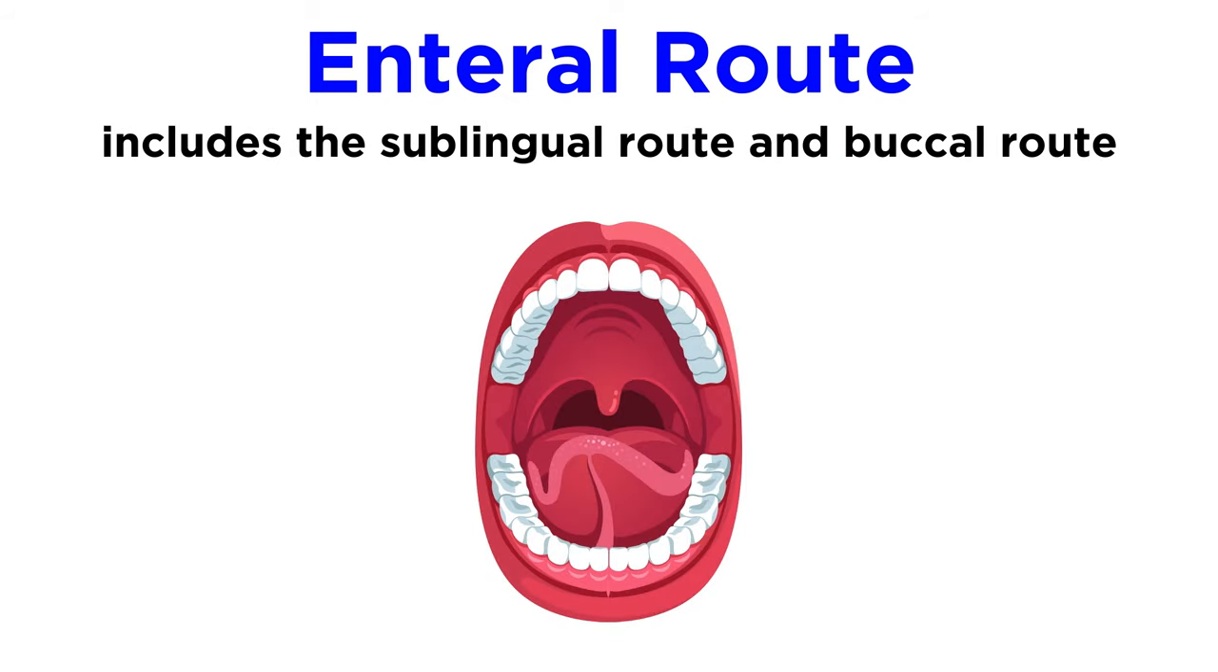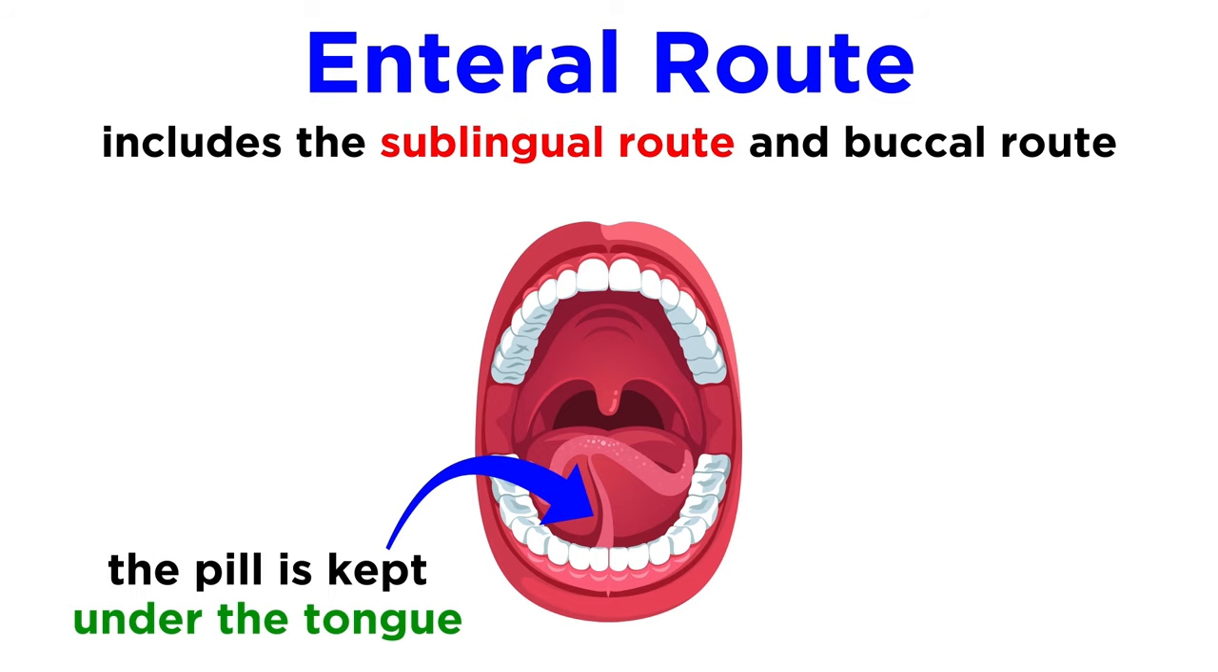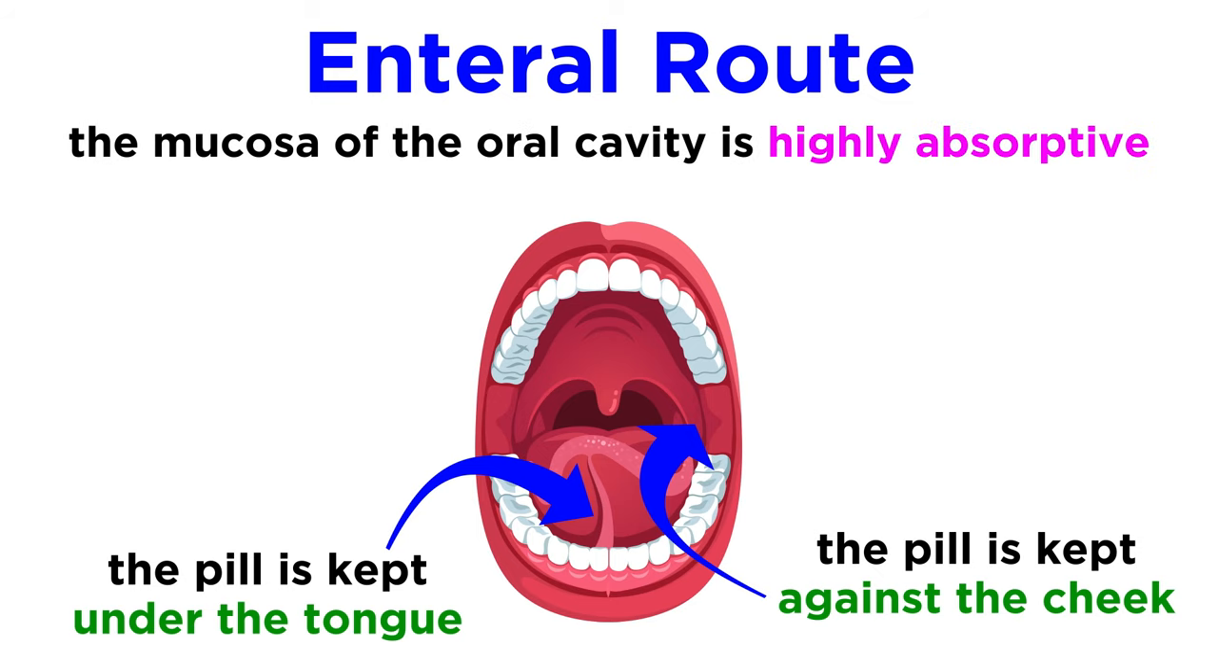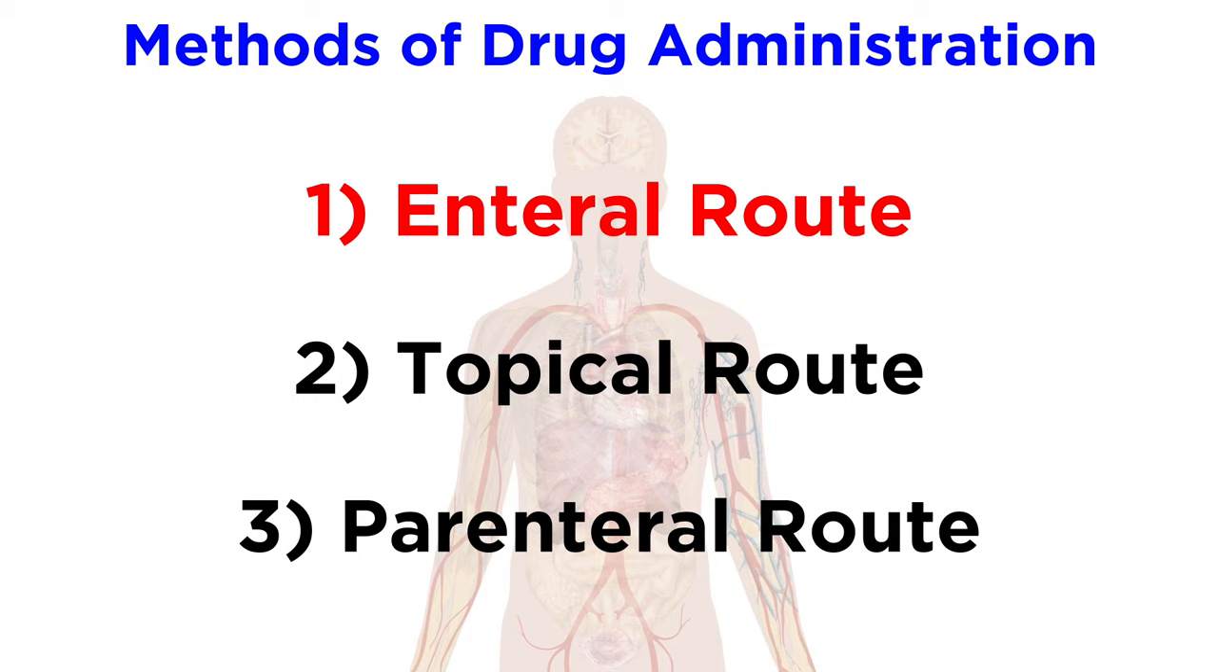Apart from tablets and capsules, enteral drug administration can involve the sublingual or buccal routes. These mean that the patient does not swallow, but keeps the pill either under the tongue or in the oral cavity between the gum and cheek. The mucosa of the oral cavity is highly absorptive, so drugs can enter the bloodstream this way, avoiding the acidic conditions of the stomach in the process. With the enteral route covered, let's move on to the topical route.